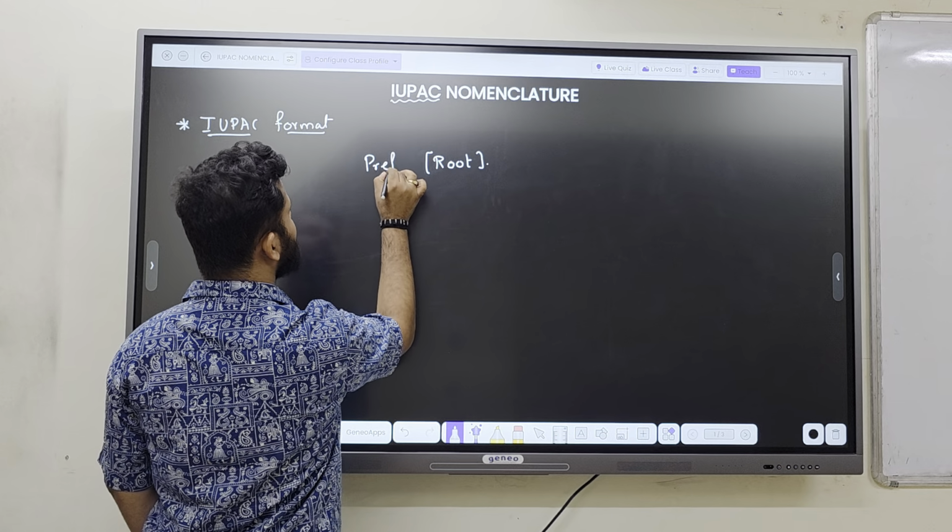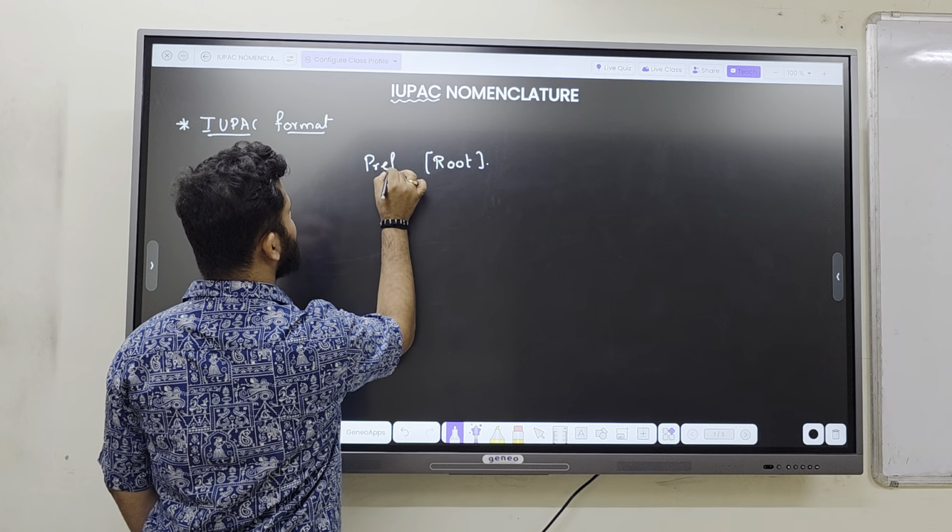Further, the prefix and the suffix are divided into two parts. Prefix is further divided into a secondary, 2 degree, prefix, and a primary, or 1 degree, prefix. Then comes the root or root word, followed by the suffix. Again, the suffix is divided into two parts: the primary suffix and the secondary suffix. Now we will see one by one what each of these parts means.